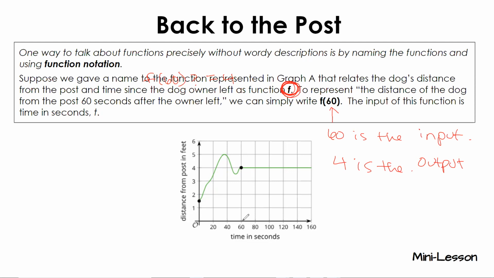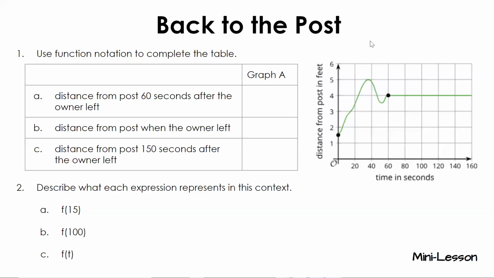Okay, and again, when we looked at this, we said, okay, at time 60, what was my y value? So at time 60, what was my y? Table. So it says, use function notation to complete the table. So the distance from the post 60 seconds after the owner left. We've already established that this is f of 60. Right? So we're looking at 60 seconds. Where's the function at?